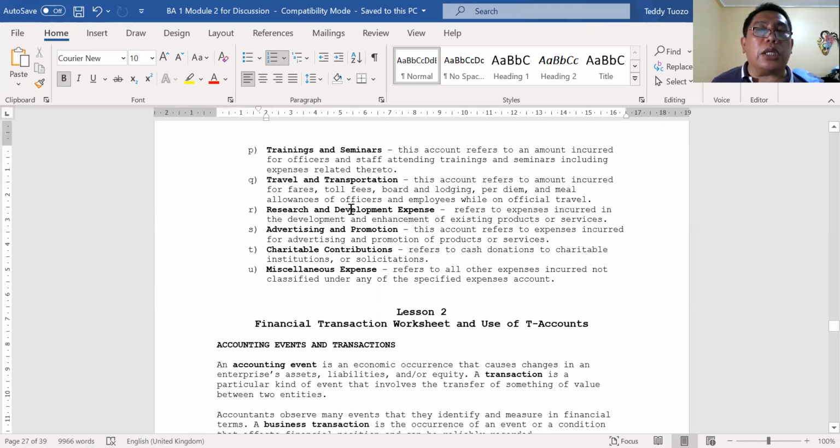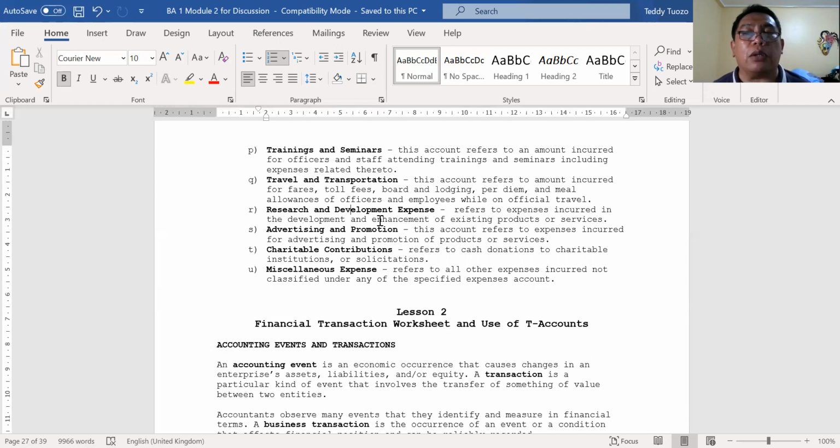Whether it is a training or seminar or you were sent on an assignment, all incidental costs are charged to travel and transportation. Research and development expense: if you want to develop a product, then the expenses that you are going to incur for the trial process are charged to research and development expense. Even in our education class, the trial and errors when we started with Flare are charged to research and development expense.